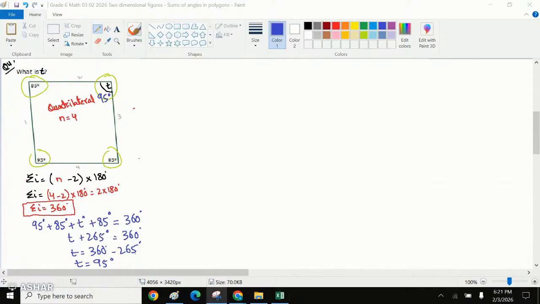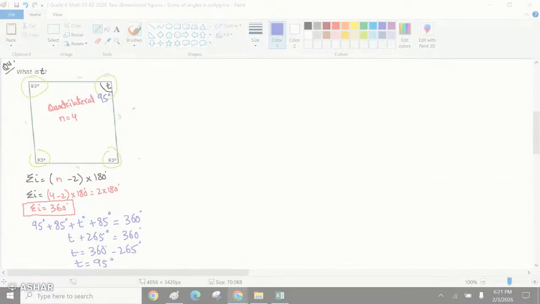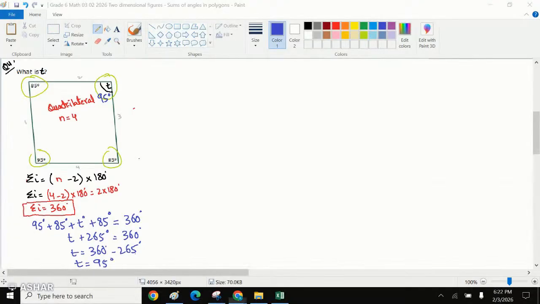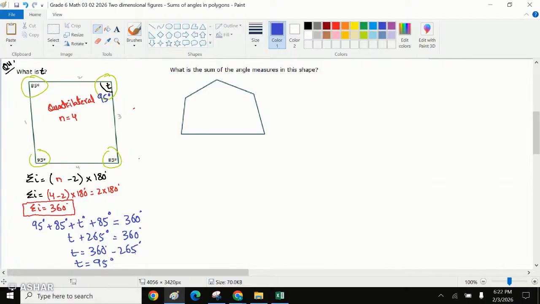Okay. What they are saying is find the sum of angle measures in this shape. Okay, let's see what the shape is. In question number 5, they are asking us to find the sum of angle measures. That means how many angles are there? One angle, two angles, three angles, four angles, and five angles, right? There are five angles. Or we can say how many sides are there? One side, two sides, three sides, four sides, five sides, right?